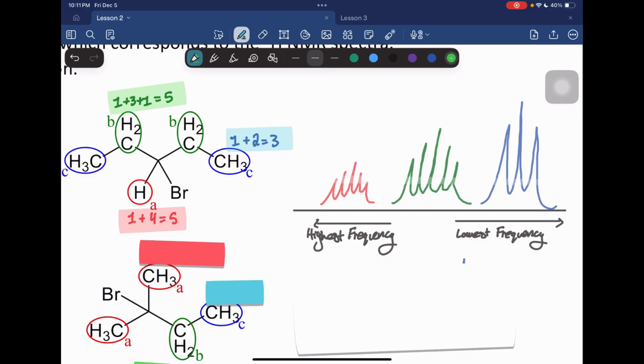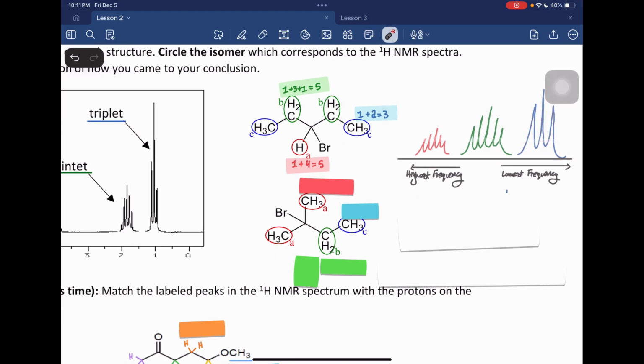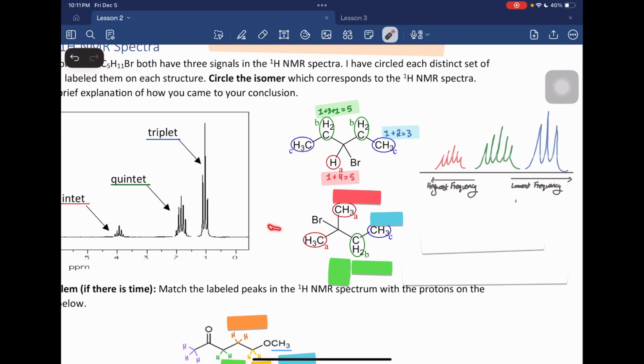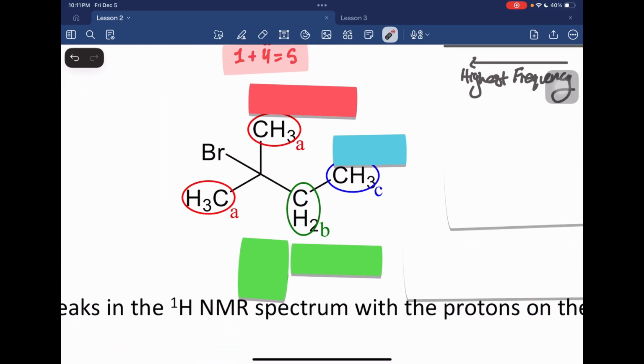You have to start with the highest frequency, and that's what this was. Highest frequency right here, quintet, 1, 2, 3, 4, 5. Then the second highest, quintet again, and then the triplet. So next is this one. We obviously know that this one is wrong because this one was right, okay? But we can still look at it.